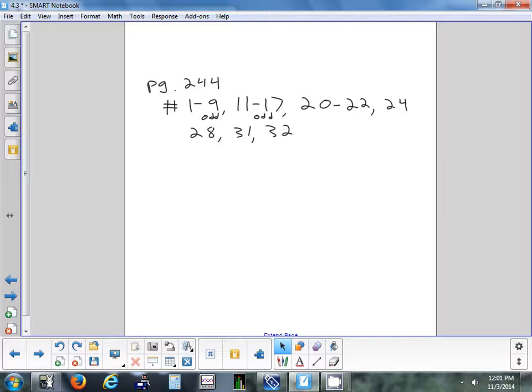Okay, so for tonight, you'll need a graphing calculator for a good part of it. It's 1 through 9, 11 to 17, just odds. 20 to 24, that's all. And 24, 28, 31, and 32. Okay, all on page 244.